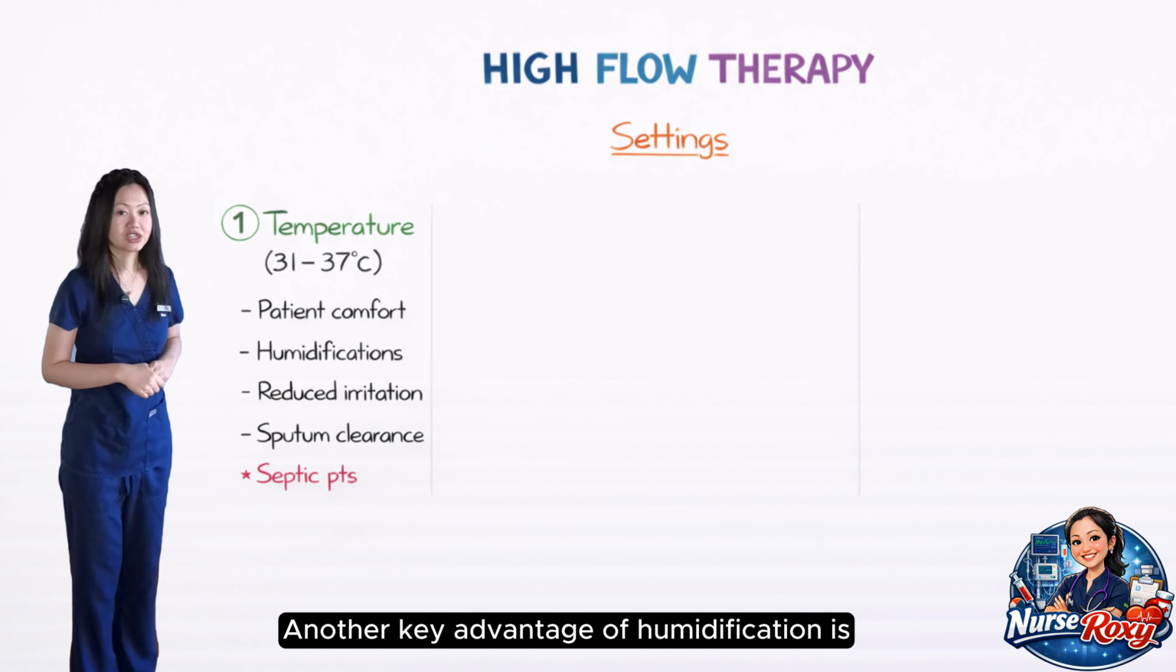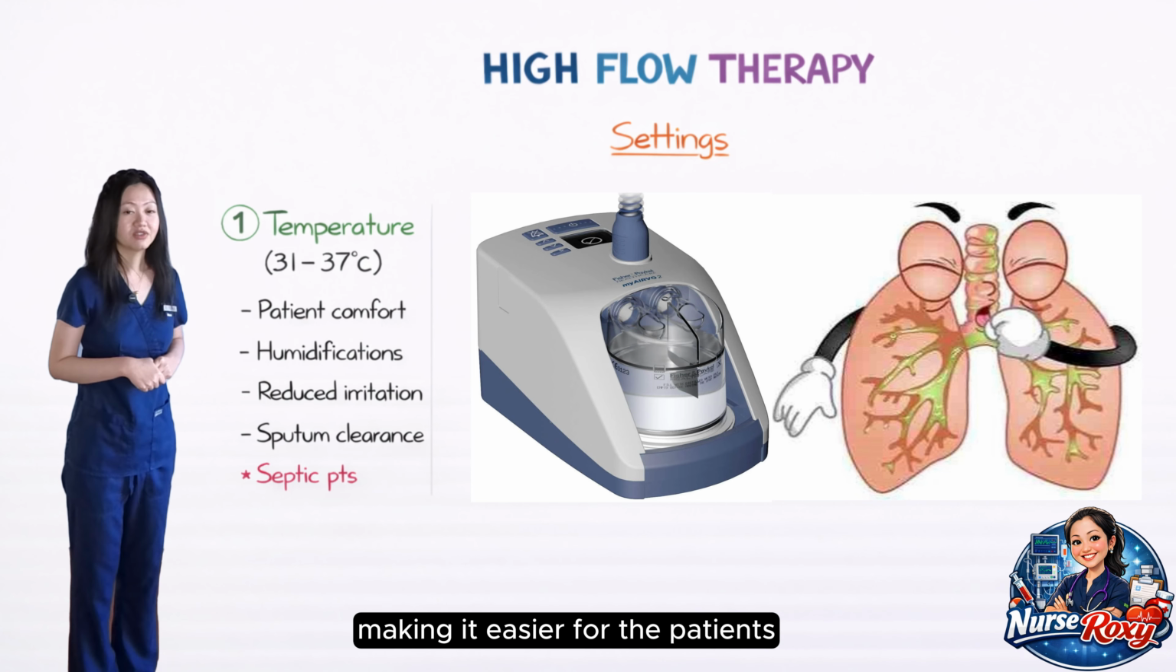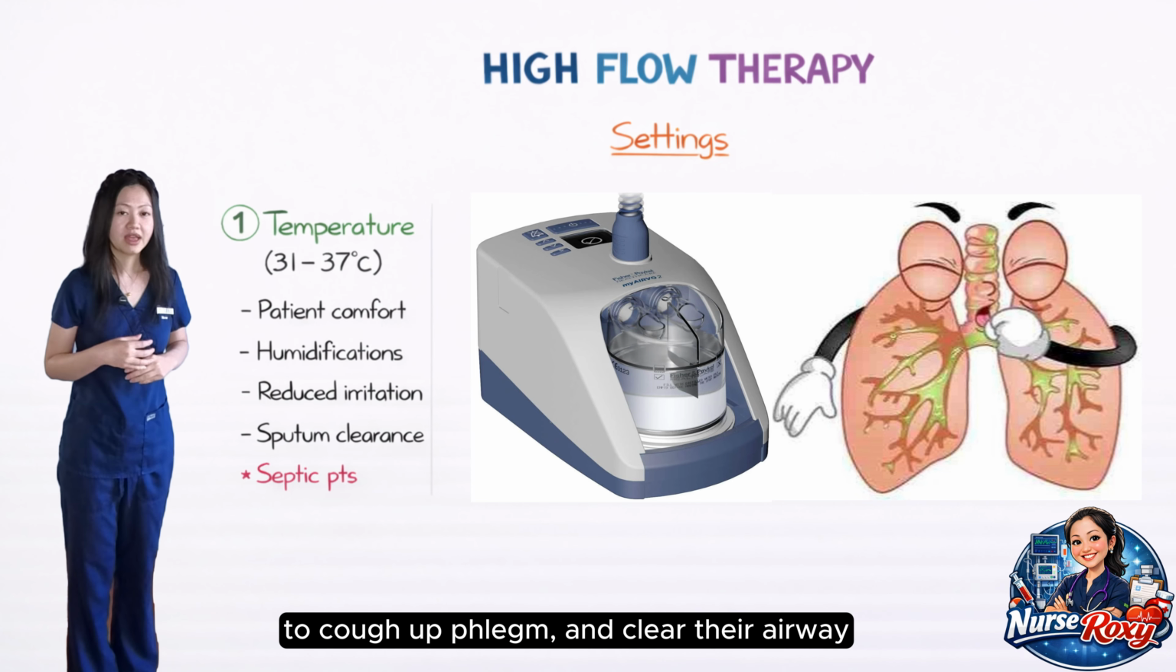Another key advantage of humidification is to promote sputum clearance, particularly for patients who are quite chesty but have a weak cough. Moisture from the sterile water will help loosen up the secretions, making it easier for the patients to cough up phlegm and clear their airway. If you have ever used a nebulizer before, this function is the same as a nebulizer, but the humidification in a high flow therapy is delivered more consistently and more continuously.